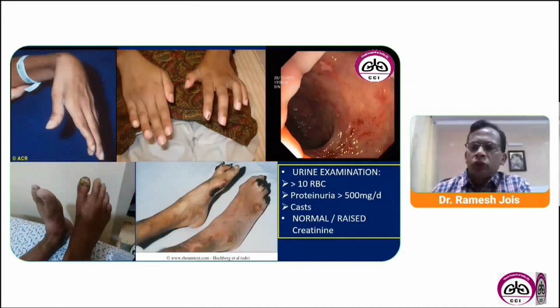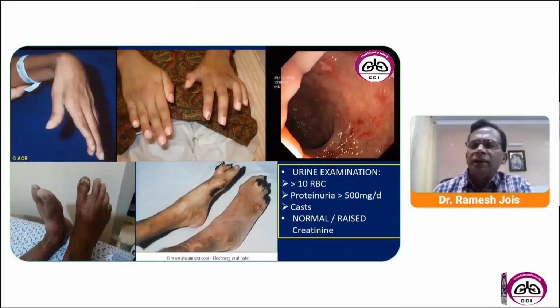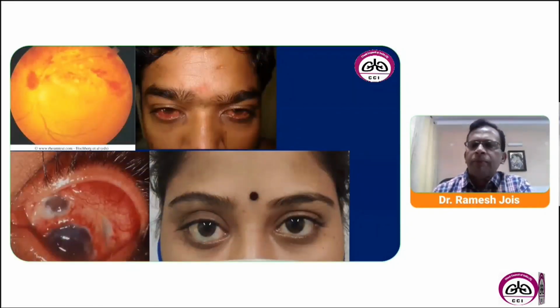Renal is one system which could be very silent, so one has to be extra vigilant. The only manifestation in the renal system could be urinary abnormalities, because by the time the creatinine is raised, a lot of renal volume is lost. So a good urine examination with more than 10 RBCs per high power field or proteinuria of more than 500 milligrams per day should alert us to look for renal vasculitis.